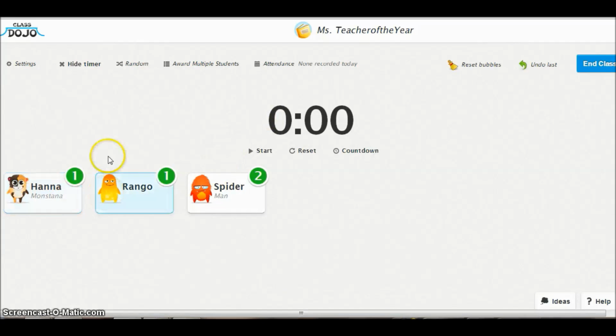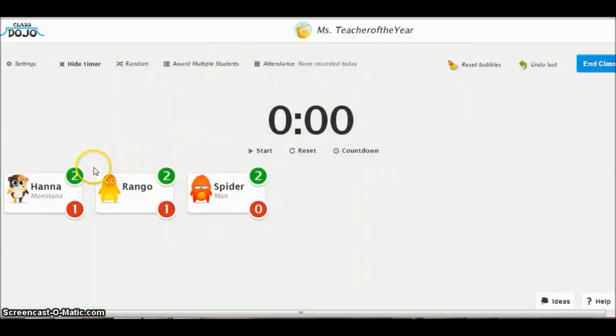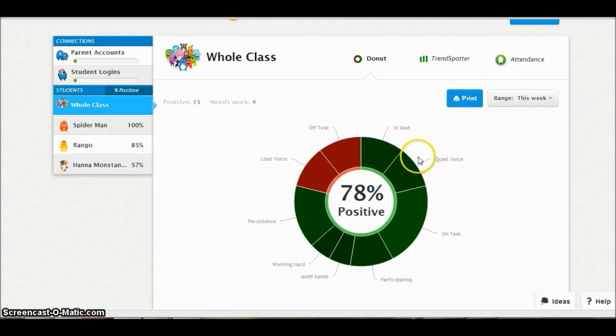One of the things that I really like about this is that it gives you the option of combining the totals or separating the totals, and I like to look at my data separately. So Miss Hannah Monstana had 2 positives within that 1 minute interval and 1 negative, and we'll see in a minute how this graphs. Okay, so overall my class average was that 78% of the time the students were exhibiting good behaviors.